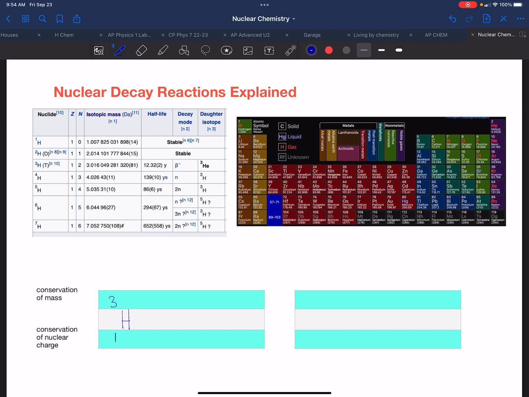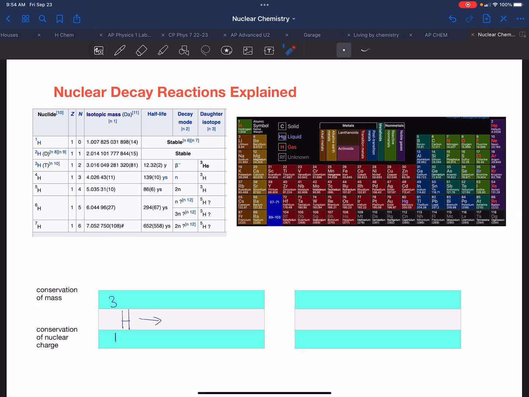Now, when we do a nuclear reaction, how we keep track of everything is based on two of the most fundamental principles of understanding everything in the universe, and those are the conservation of mass and the conservation of charge, in this case, in the nucleus. So we have the conservation of mass in this turquoise color, and we have conservation of charge we'll track in the bottom.